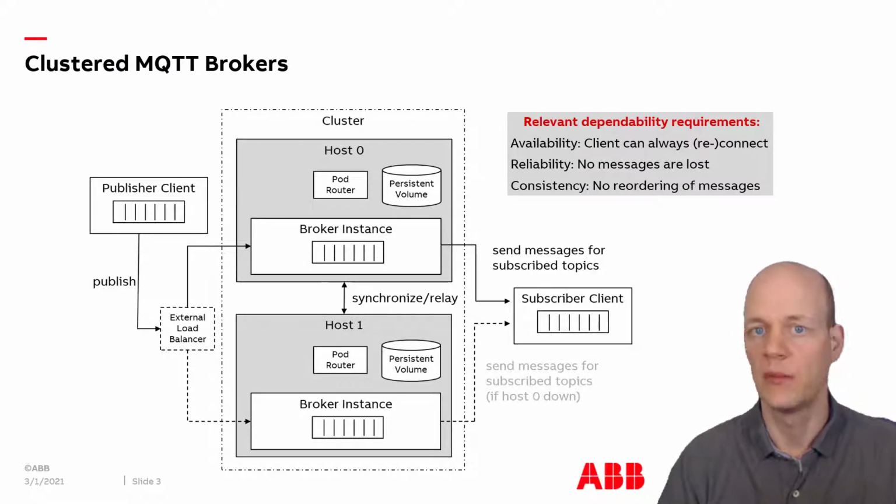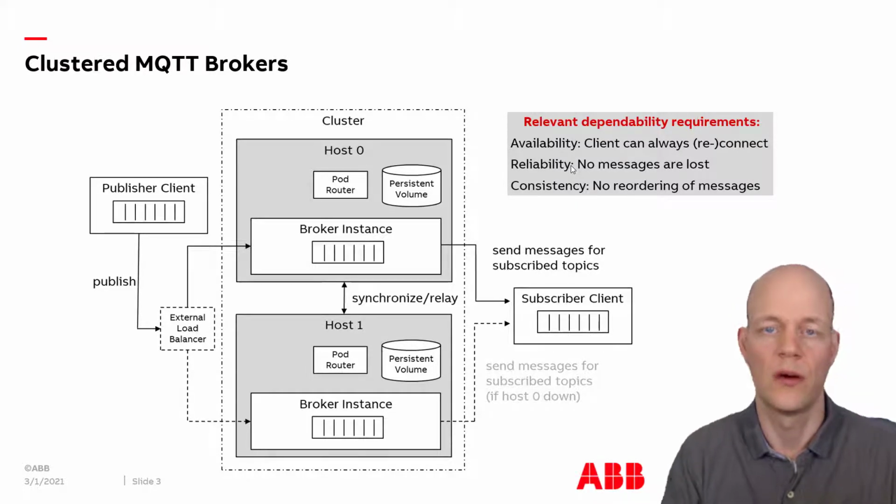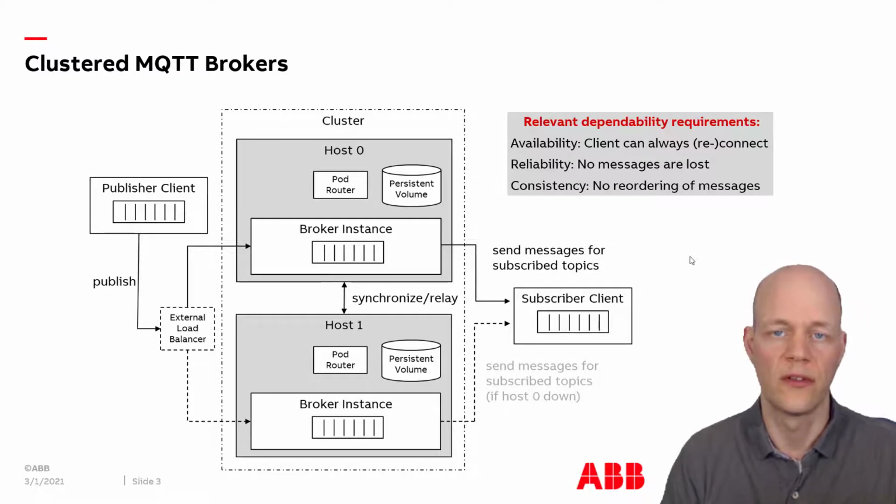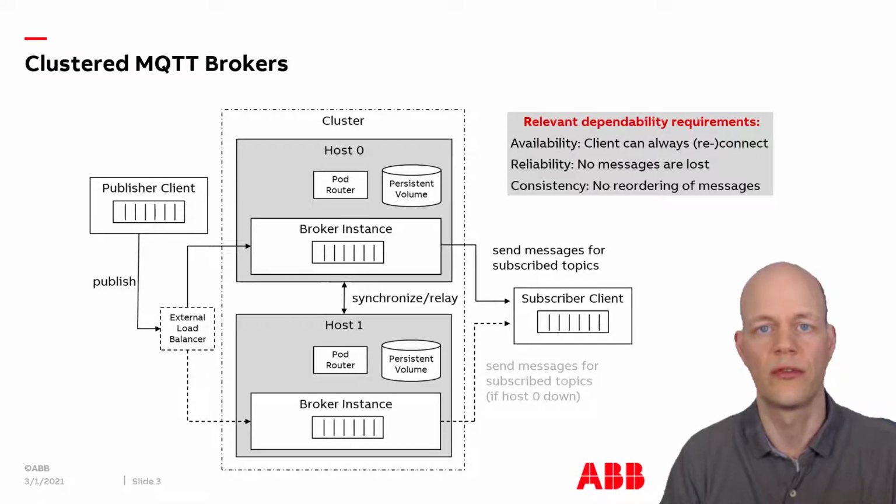Our dependability requirements in this area relate to availability. That means that the clients, both the publishers and subscribers, can always reconnect to a running MQTT broker, even if one of the host nodes goes down. We looked at reliability. That means we don't want to have any message loss from the MQTT brokers, because in an industrial automation setting, there can be safety critical messages, like for example, a plant shutdown, and these messages must not get lost. And then we're also looking at message consistency, so we don't want to have any reordering of the messages, because that then can interrupt the optimization algorithms that utilize these messages.